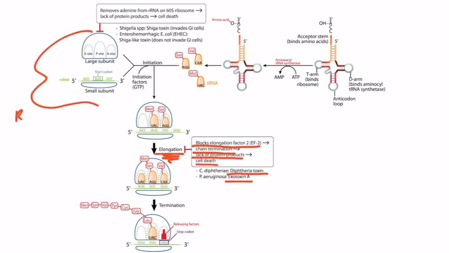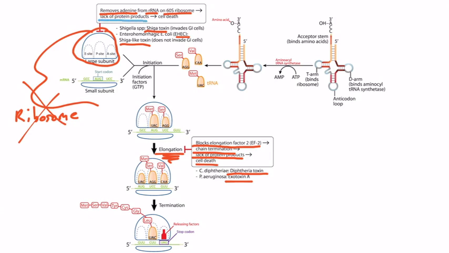Up here, we can see we have the ribosome. And the 2 toxins to know about with relation to the ribosome are the Shiga toxin and the Shiga-like toxin. The Shiga toxin coming from Shigella, and the Shiga-like toxin coming from enterohemorrhagic E. coli, or EHEC. These work by removing an adenine from the rRNA on the 60S ribosome, this large subunit right here. Attacking this prevents the formation of that ribosomal complex. This means that translation cannot occur. So, by blocking the 60S ribosome, there's a lack of protein products, and the cell eventually dies.